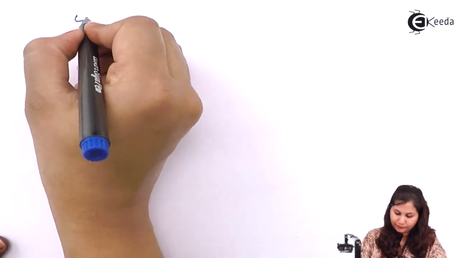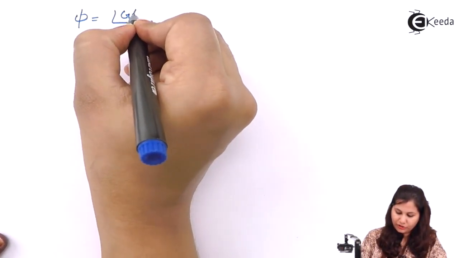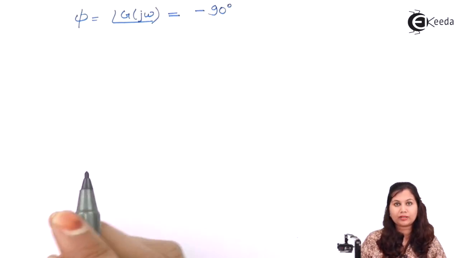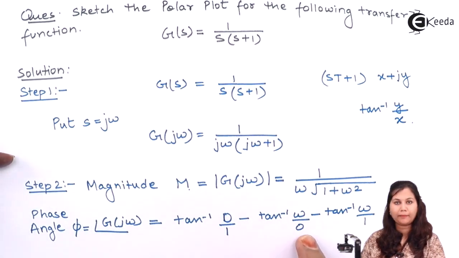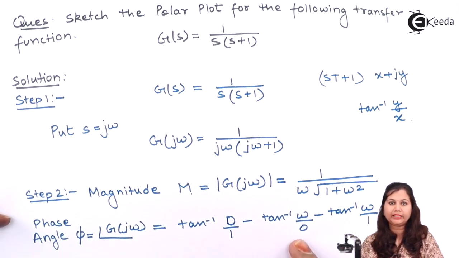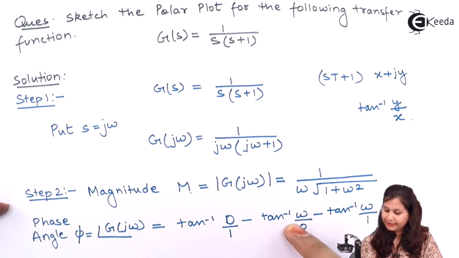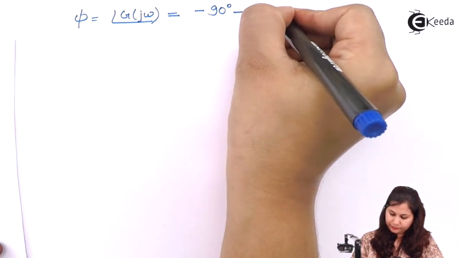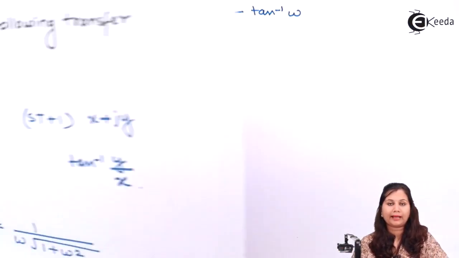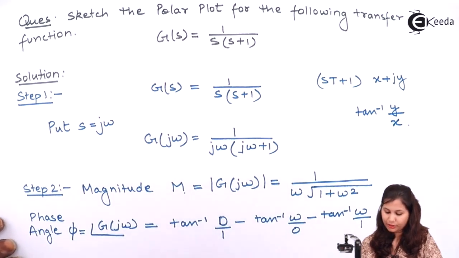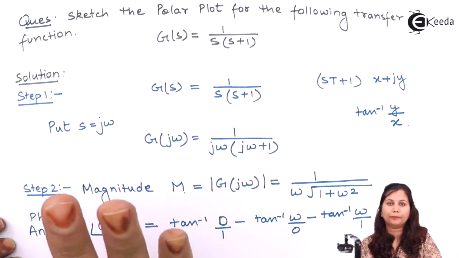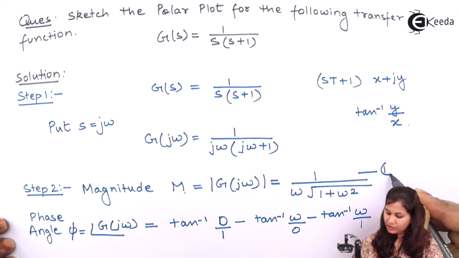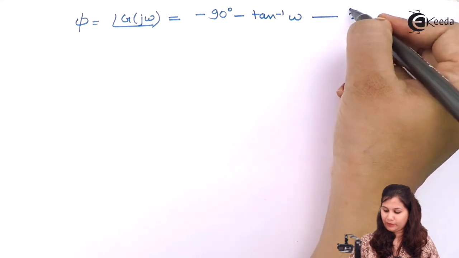Tan inverse of 0 is 0, so the phase angle phi, that is the angle of G(j omega), will be minus tan inverse of omega upon 0, that is minus tan inverse of infinity, which is minus 90 degrees, minus tan inverse of omega. So we have both the magnitude and the phase angle relationships for this G(j omega), the open loop transfer function of this system. This is our first equation, and the angle is the second equation.